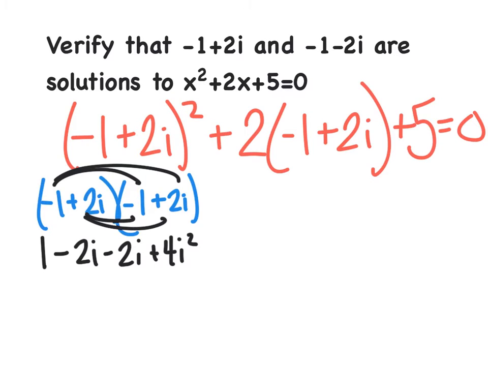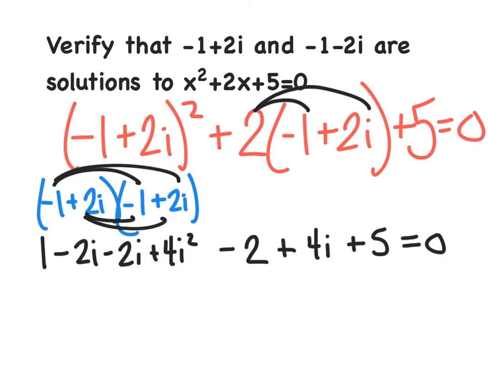Now I'm going to distribute this 2 through these. So that's going to get me a negative 2 and a plus 4i. And then I have that plus 5 on the end. So my goal is, if this is a solution, I need all of this to come out to be 0. So let's see what happens.